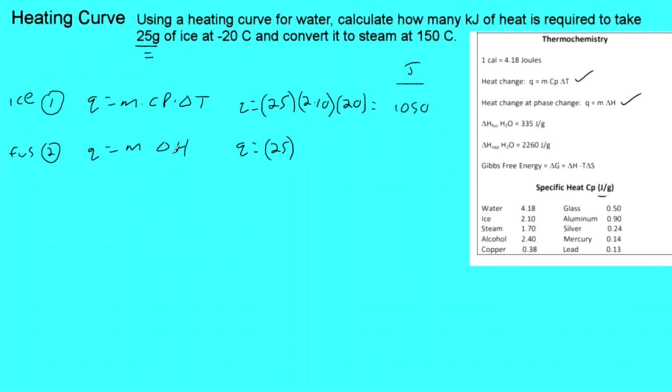The delta H of fusion right here. Plug in 335. Multiply 25 times 335, 8375. Okay, so this is how much heat is for an ice cube melting from -20 to 0. This is the amount of heat of an ice cube melting from a solid to a liquid. This is the phase change.